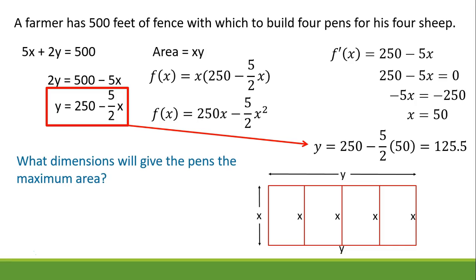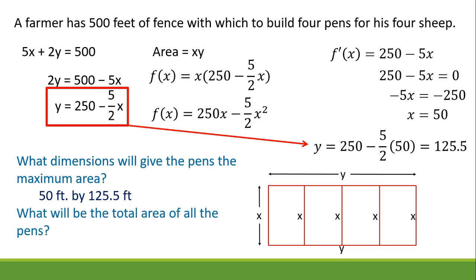And that lets us answer the two questions we had in the problem. What dimensions will give the pens the maximum area? Well, that's 50 feet by 125.5 feet. And then what will be the total area of all the pens? Well, that's 50 times 125.5, or 627.5 square feet.